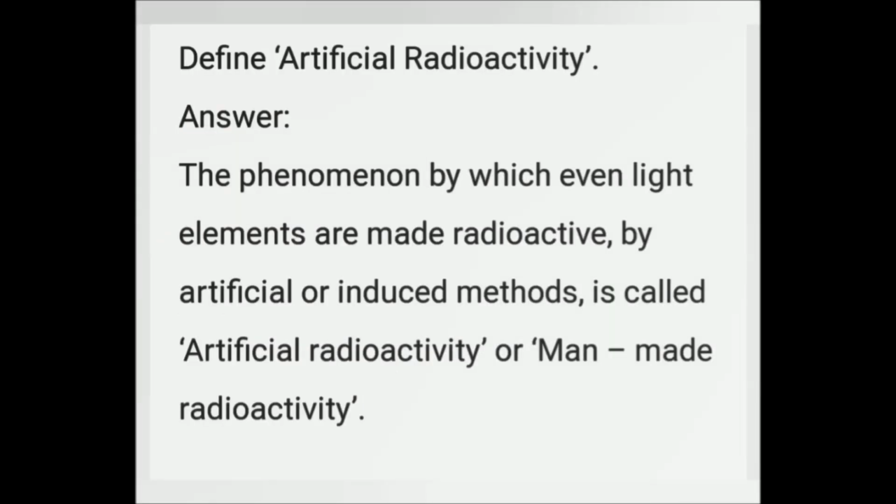Define artificial radioactivity. The phenomenon by which even light elements are made radioactive by an artificial or induced method is called artificial radioactivity, otherwise called man-made radioactivity. Simply, the phenomenon of radioactivity that occurs with the help of human intervention is called artificial radioactivity.